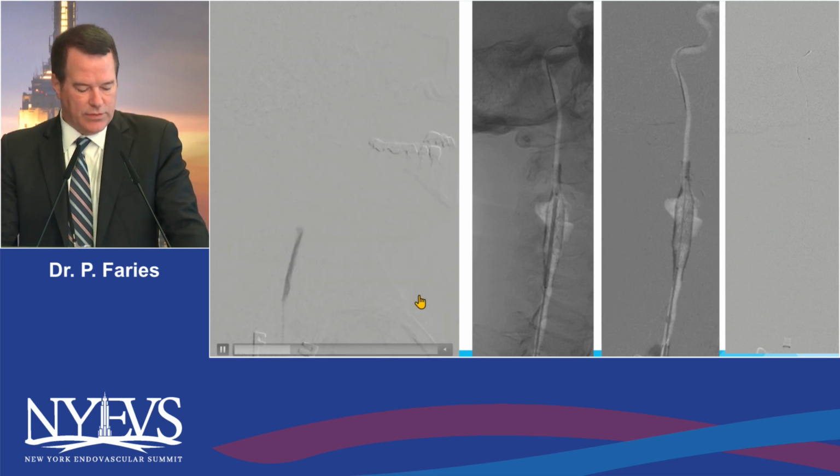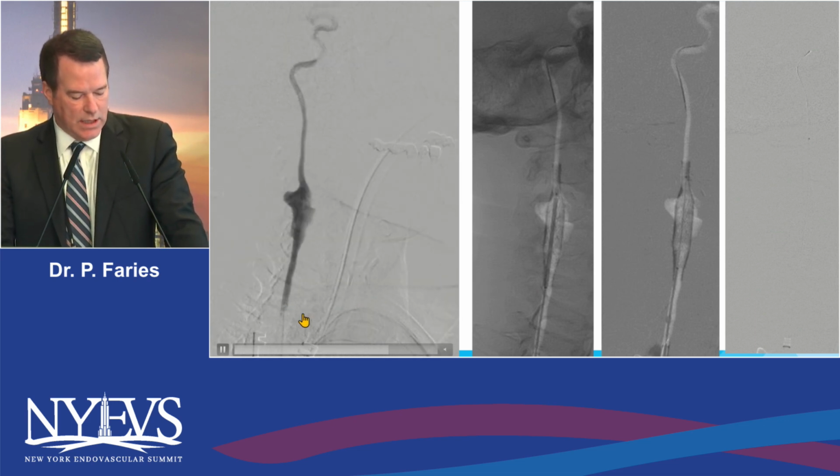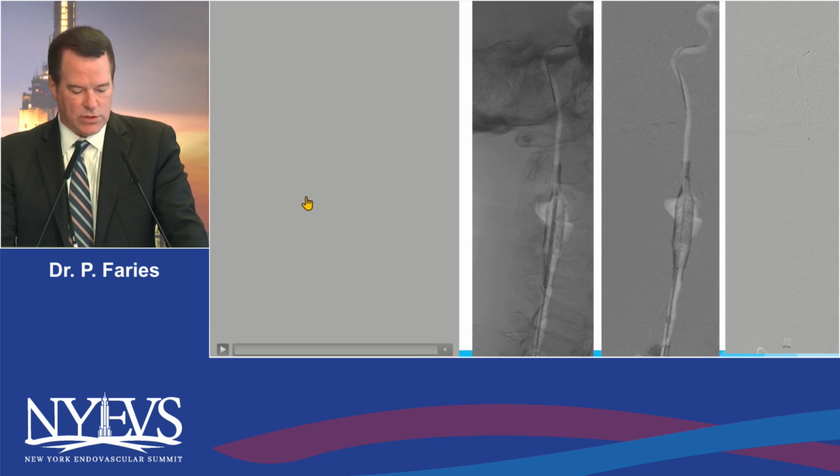And so we did TCAR in this patient as well. We got our sheath in. We initiated flow reversal. You can see the extensive thrombus burden outside of the flow channel. It just looks like it's ready to embolize.